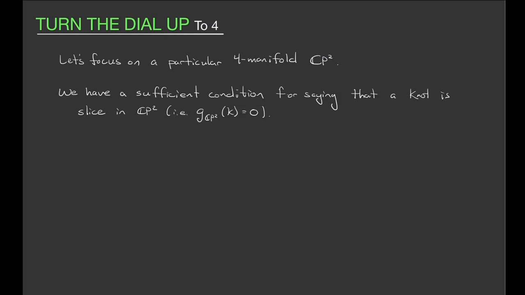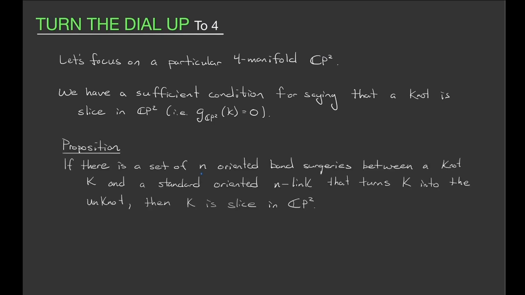It's super neat. For CP2, there is this nice condition that we'll look at where we can say in particular that a knot is what's called slice in CP2. That means that its CP2 genus is equal to 0. That means in CP2 it bounds a disk, which is a genus 0 surface with 1 boundary component. And here's the condition. If you have a set of n oriented band surgeries between a knot K and a standard oriented n-link, and that set of surgeries turns K into the unknot, then we can say that K is slice in CP2.